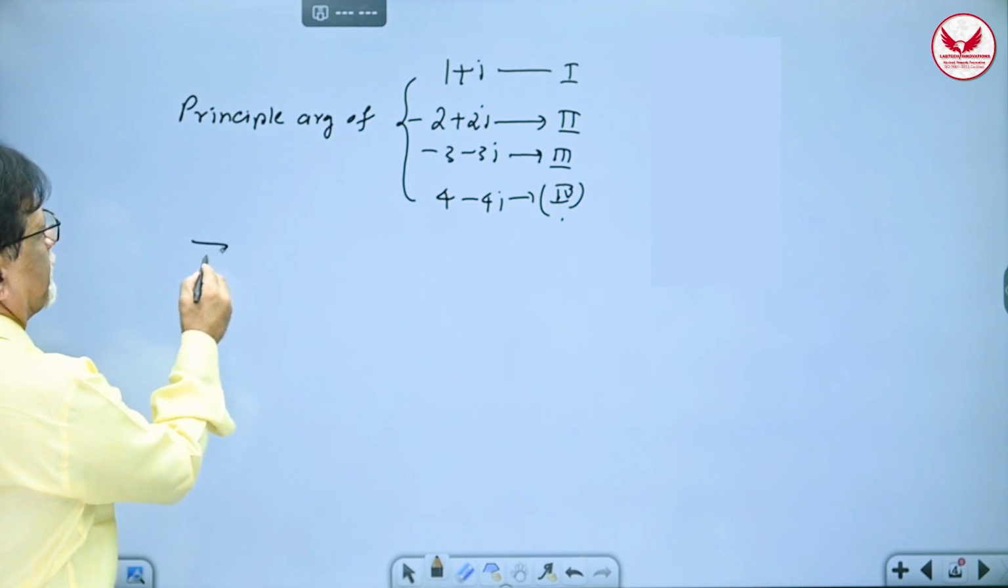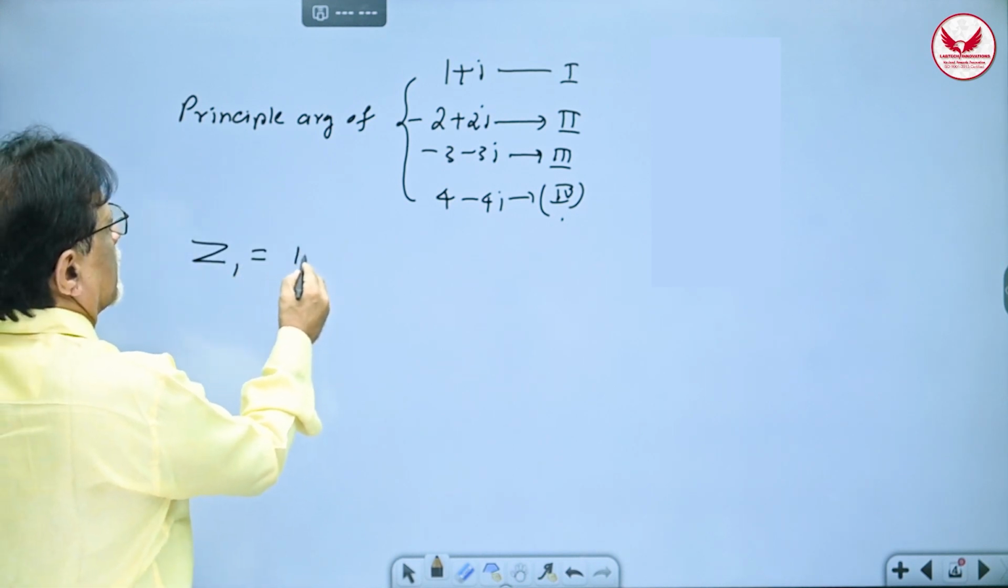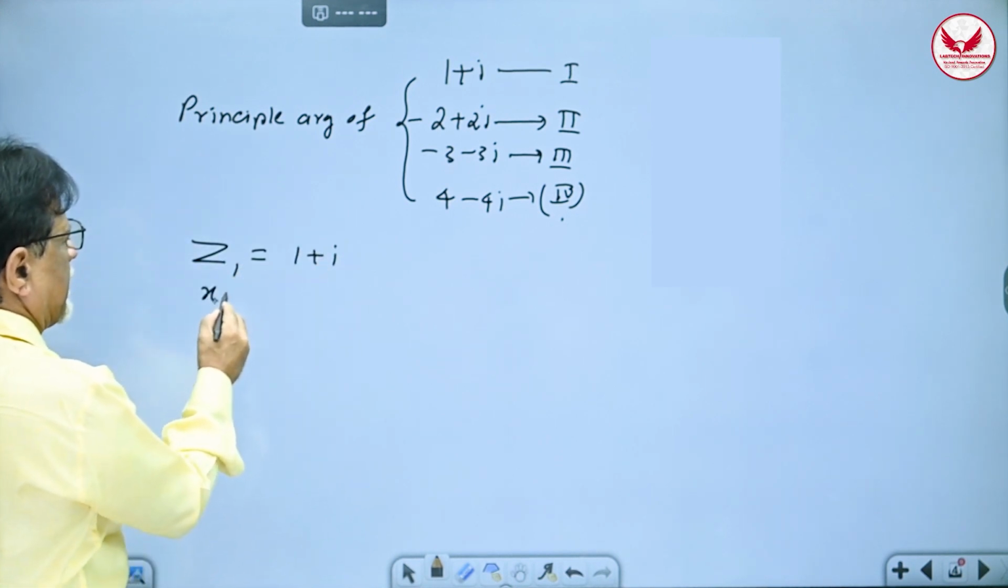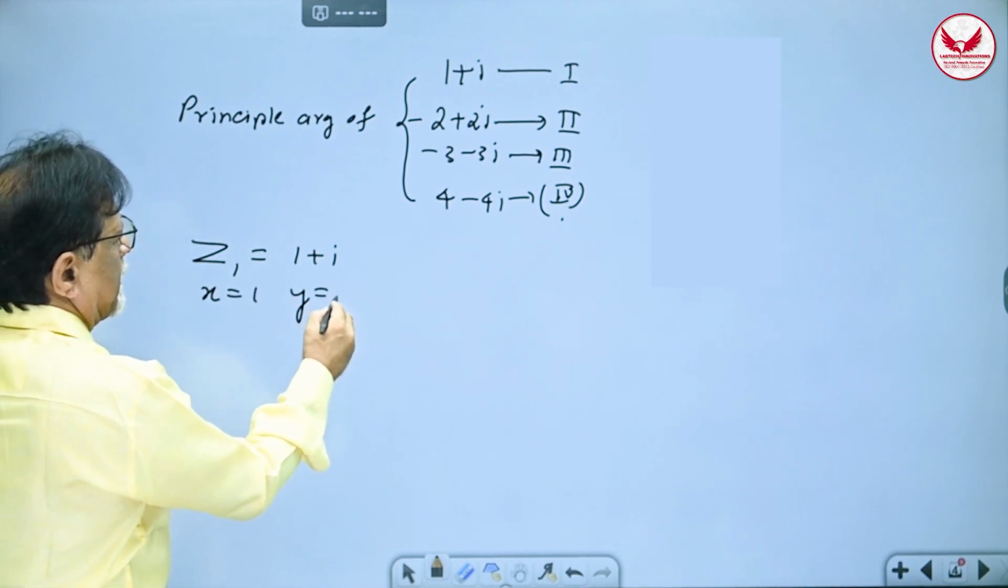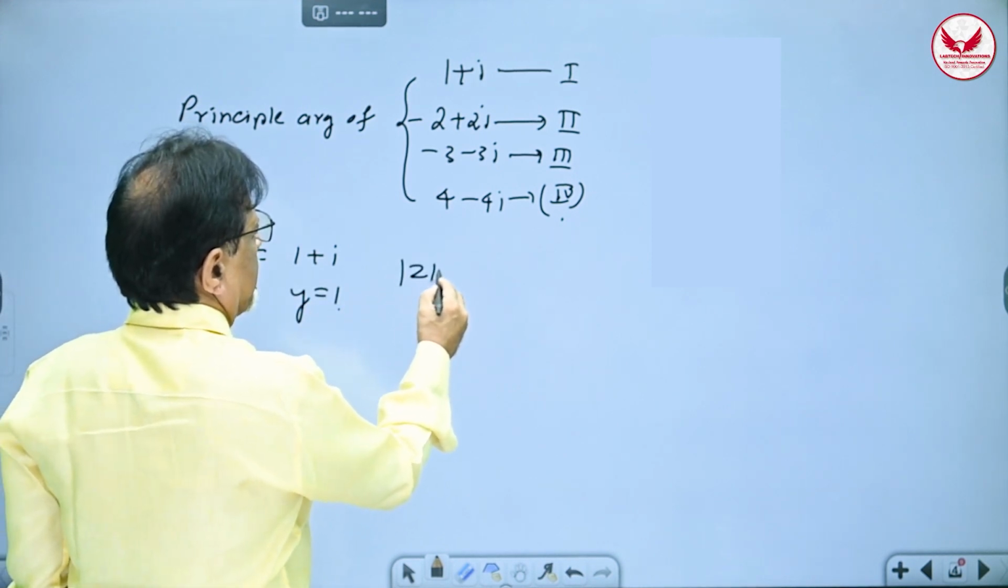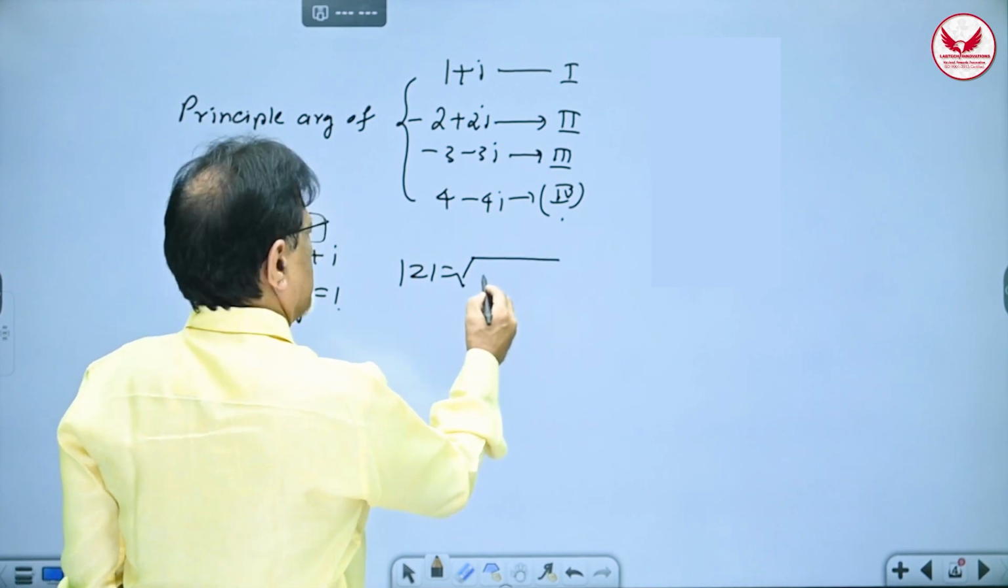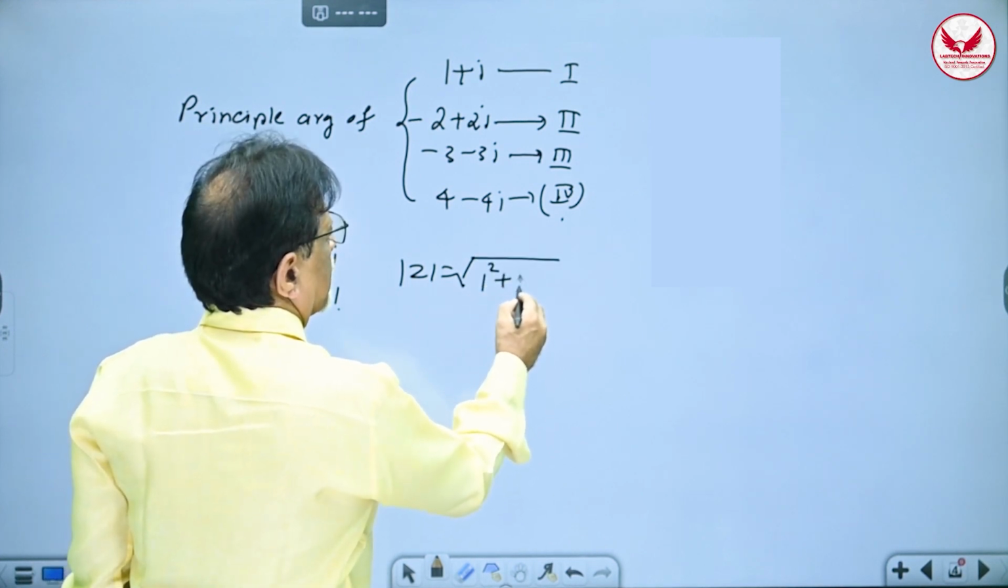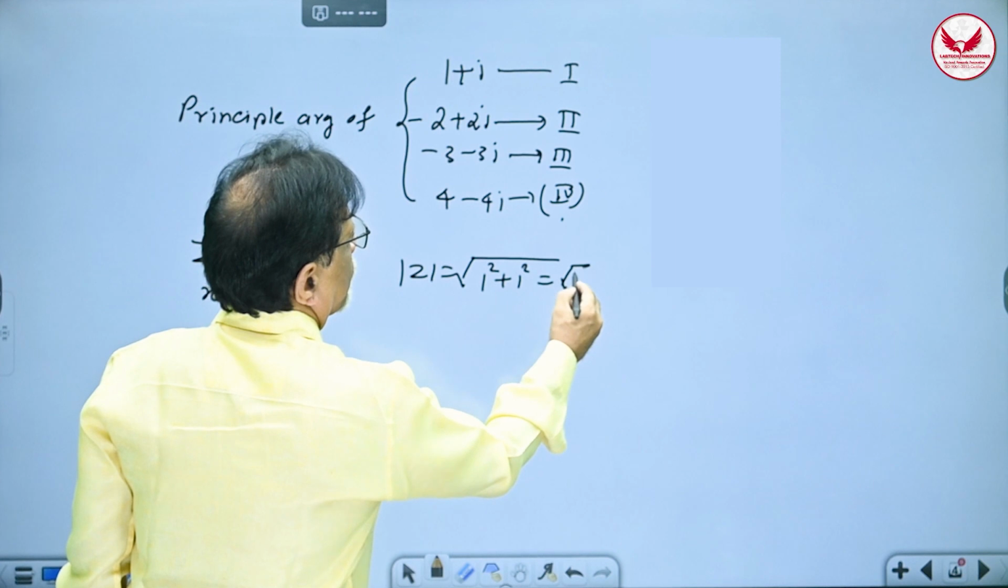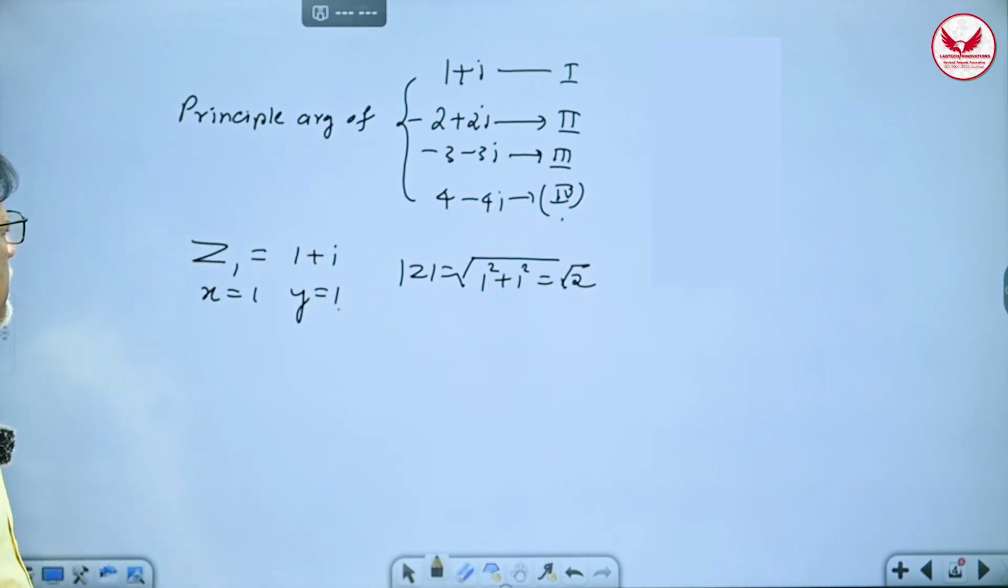So suppose I call it Z1. So Z1 is 1 plus i. So here x is 1, y is 1. So mod Z here is square root of 1 square plus 1 square, which is equal to root of 2.